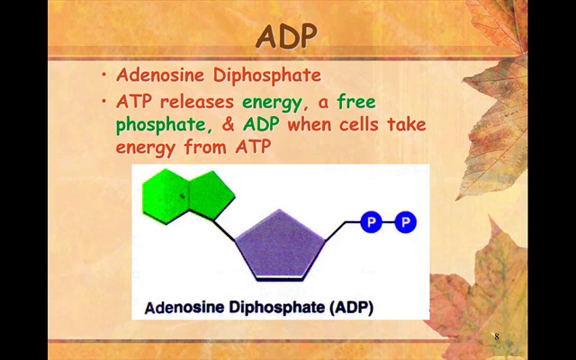ATP releases energy, a free phosphate, and ADP when cells take energy from ATP. So once again, when cells take the energy, they also take a phosphate group and ADP.